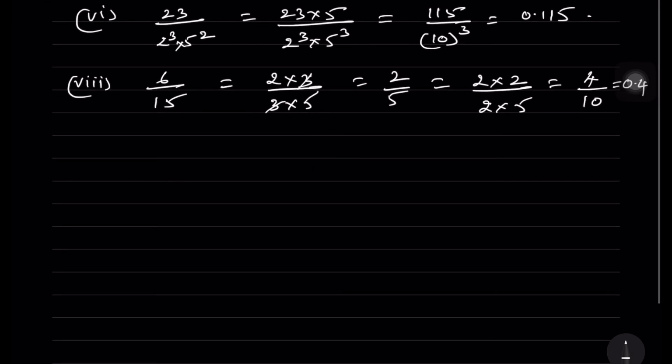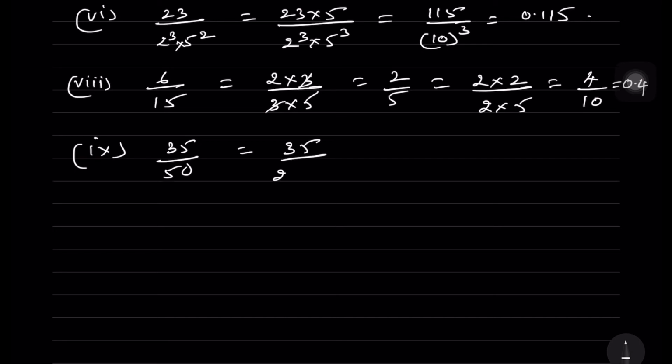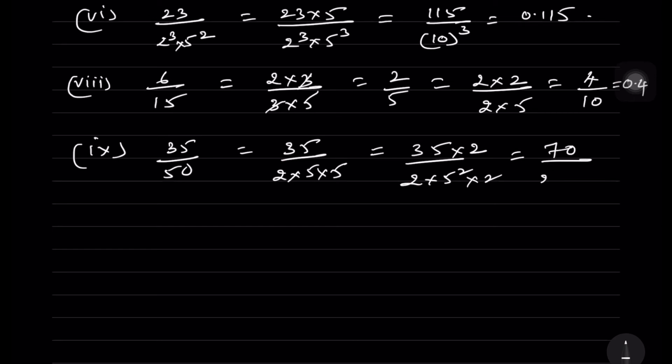Then next, the ninth one is also a decimal expansion. The ninth one is 35 by 50, which can be written as 35 by 2 into 5 into 5, that is 5 square. So 35 by 2 into 5 square, if you multiply with 2 in the numerator and in the denominator, you will get 70 by 2 square into 5 square, which is equal to 70 by (2 into 5) whole square, which is equal to 0.70.